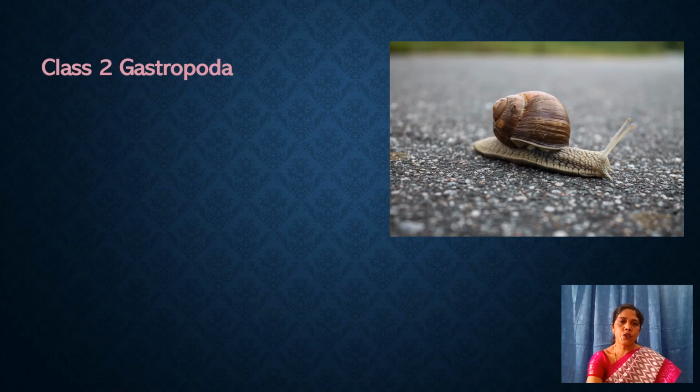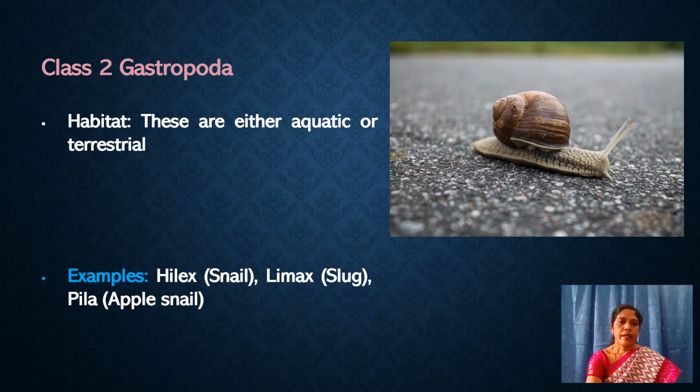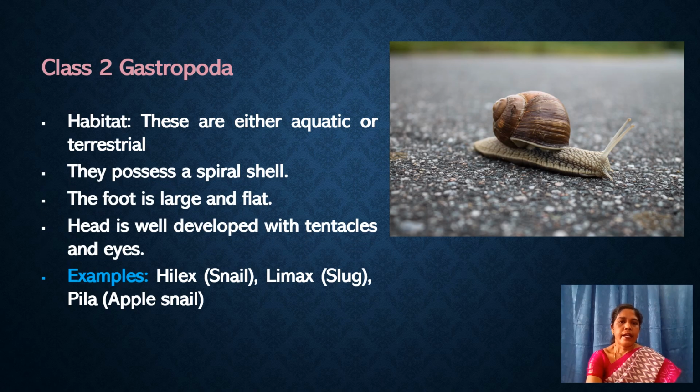Class 2 is Gastropoda and they are either aquatic or terrestrial organisms. Some examples are Helix, which is commonly called snail, Limax, commonly called slug, and Pila, which is commonly called apple snail. They possess a spiral shell-like structure and the foot is large and flat in these organisms. Head is well developed with tentacles and eyes.